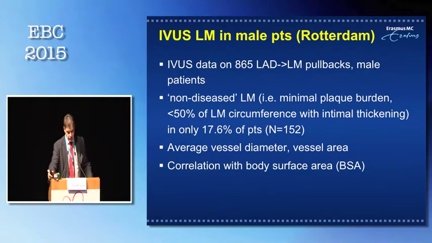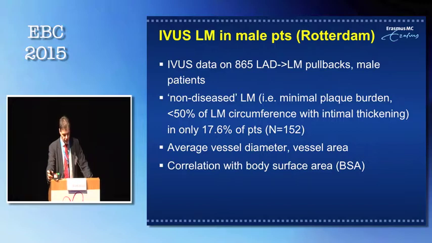We checked that in Rotterdam. I didn't believe these data at first. We looked at all our IVUS data, 865 patients who had an IVUS pullback from the LAD into the left main, and then we especially looked for the non-diseased left mains, because you want to reach up to the healthy part, where you have a minimal amount of disease. So this is the definition we used, and that came up with 152 patients.